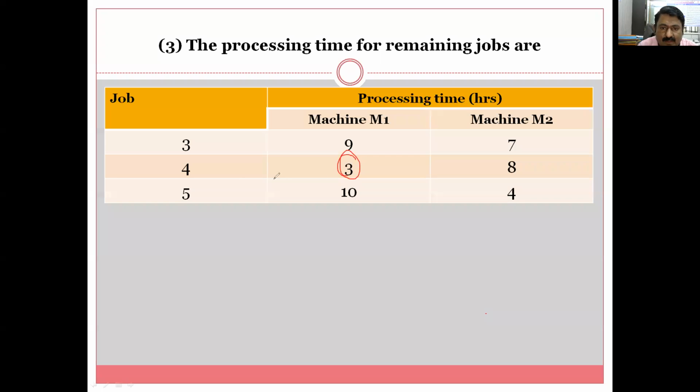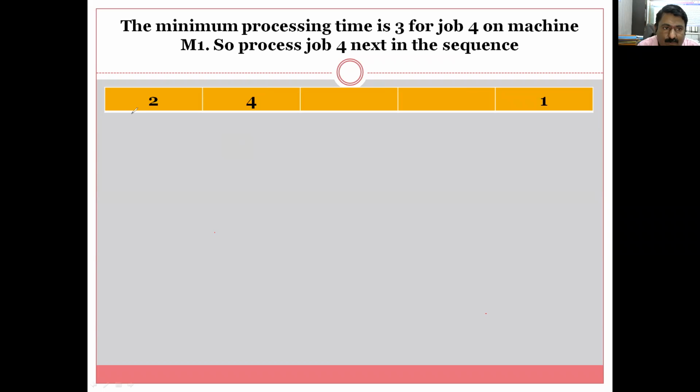3 is less, and 3 is in terms of M1. So assign it from the left side, the earliest side. Don't take it to the last side. So whatever sequence is available on the left side, you will give the next number as 4. So I will erase this and give the number as 4. So friends, see here. 2 already taken, 1 already taken. Now next number is 4. It is from machine 1, so I have taken on this side. If it's from the other side, I might have taken here. Okay, up to this.